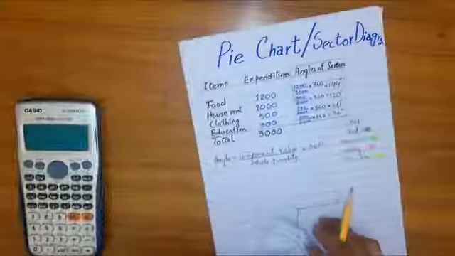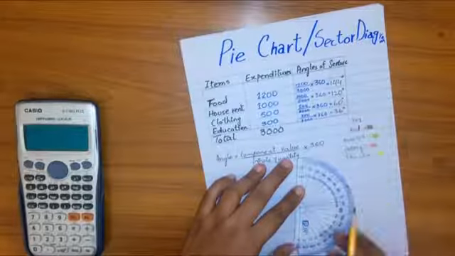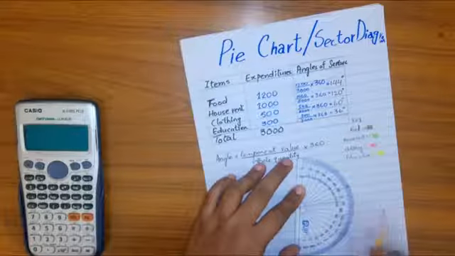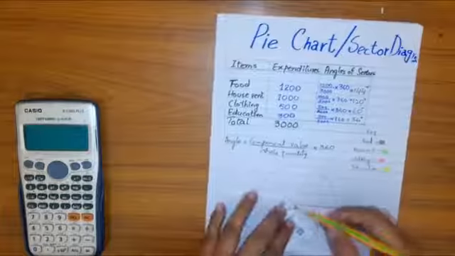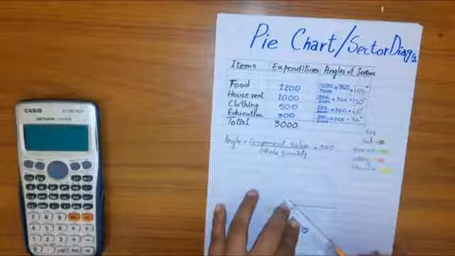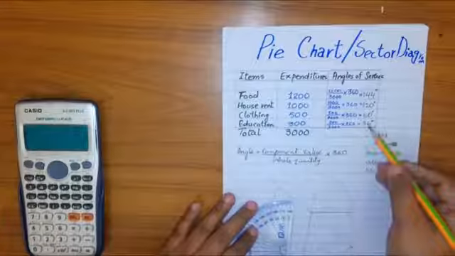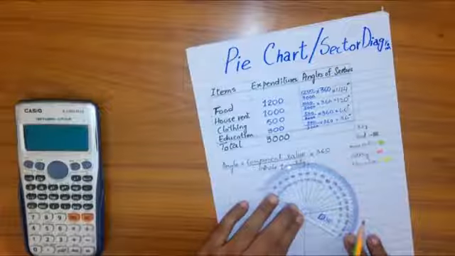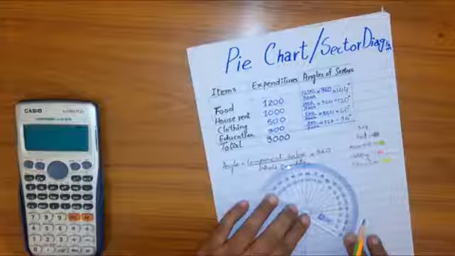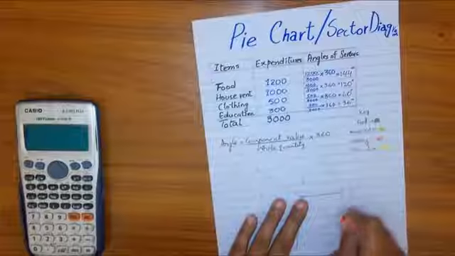Now for the third angle, we will start drawing from here, which is of 60 degrees. 60 degrees somewhere here. Now this area must be equal to 36 degrees, which is for education. Yes, it is. Now remove the excess part.